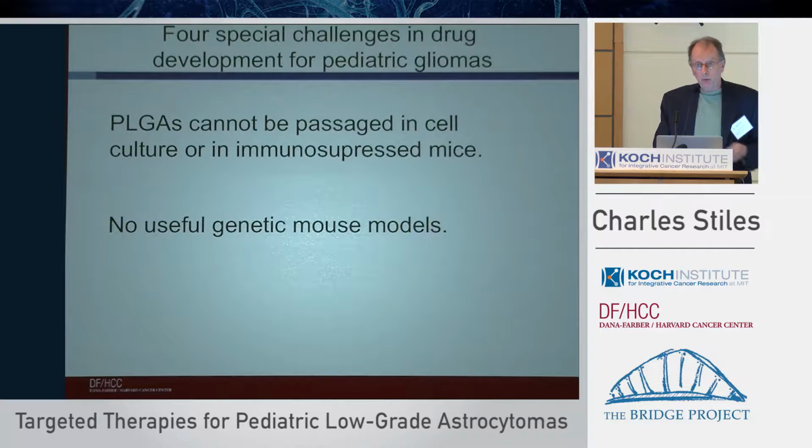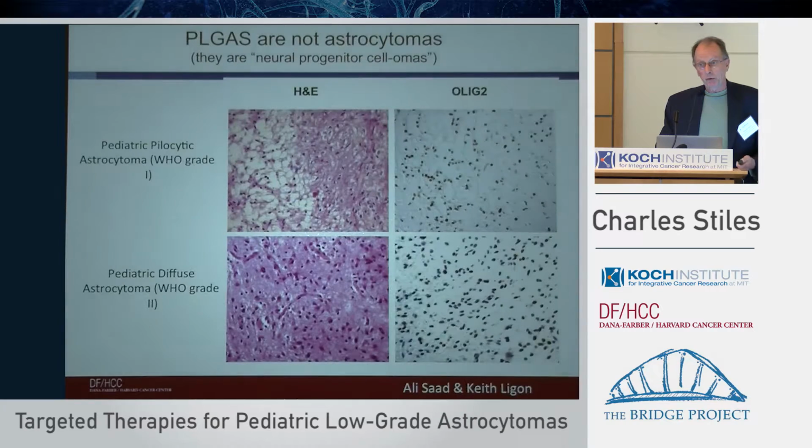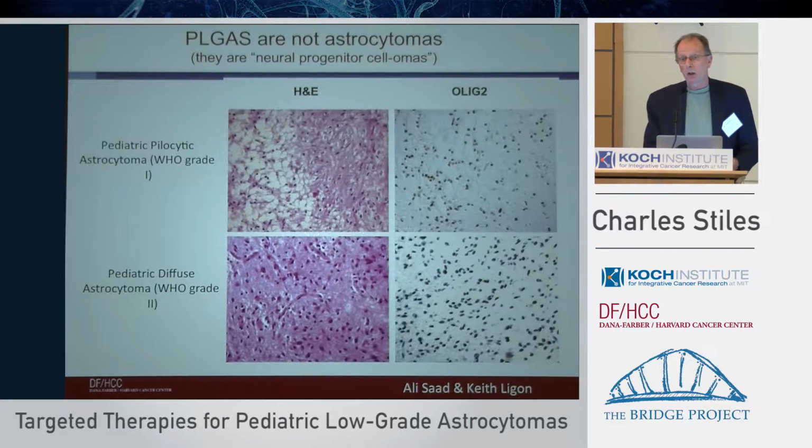And there are no useful mouse genetic models. Indeed, if you had a true genetic model for a pediatric low-grade astrocytoma, as you'll see in a minute, the tumors would take about a year to develop, and it'd be absolutely worthless for drug screening, drug development. So to deal with both these problems, we built our own mouse models for cell lines. And the point of departure for this is the observation that pediatric low-grade astrocytomas are not astrocytomas. I think Keith touched upon this. We're kind of stuck with a name as a historical artifact.